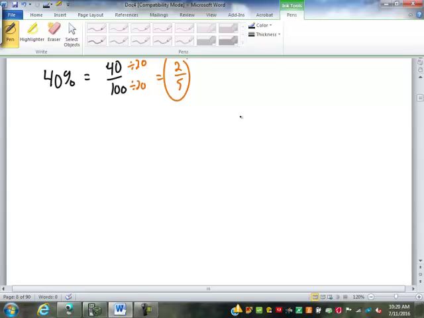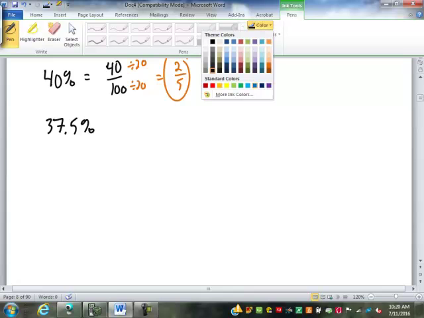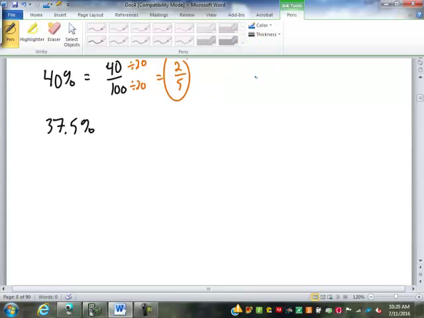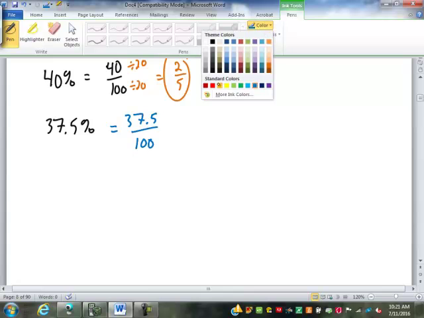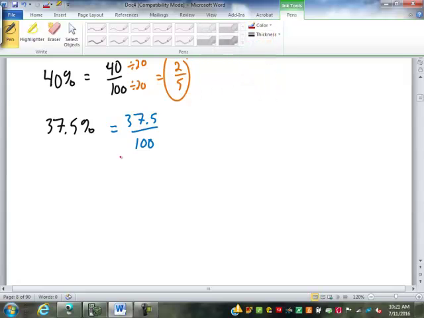What if we have 37.5%? Well, we don't like having decimals within our fractions, but we do have to make this 37.5 out of 100. Now, a lot of us would shy away from that because we don't like to see that decimal in our fraction, but it is there. It's 37.5%. It's 37.5 out of 100.